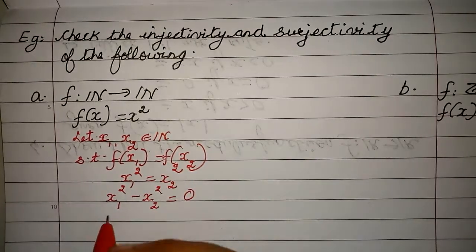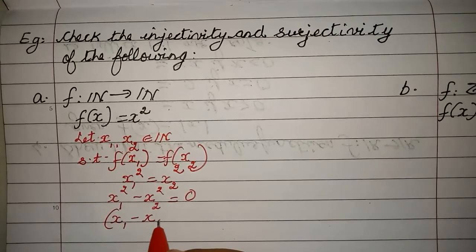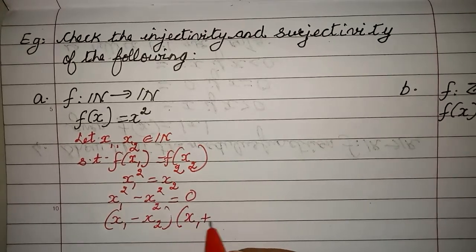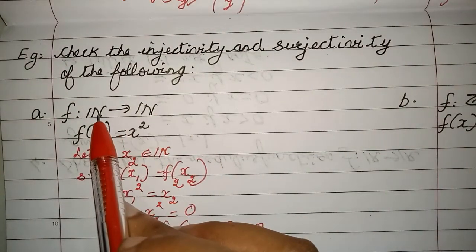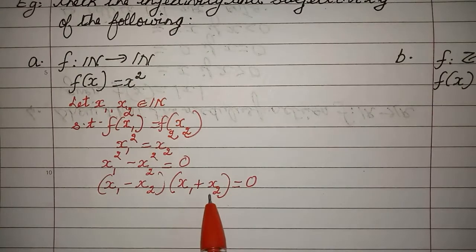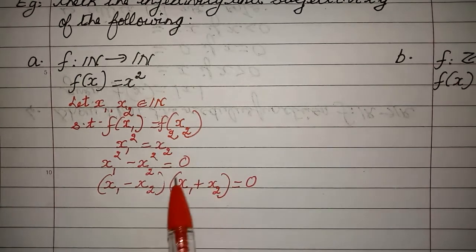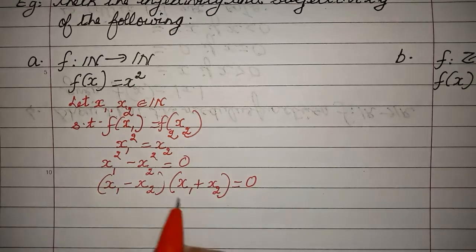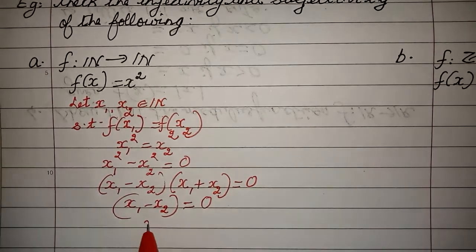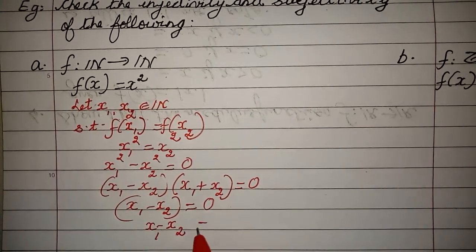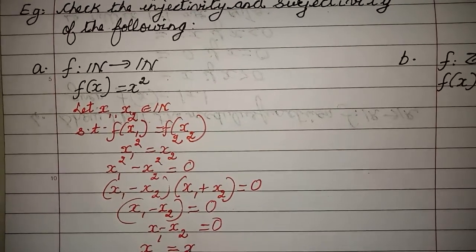I have brought it here. This is of the type a plus b, a minus b. So (x1 minus x2) into (x1 plus x2) will be 0. Now one thing is very important: your x1, x2 is coming from natural numbers. So this bracket x1 plus x2 will not be 0. Because if the product of two terms is 0, that means either both are 0 or one is 0. But here this term explicitly cannot be 0 because x1 is positive and x2 is positive. So that means my first bracket is 0. First bracket is 0 means my x1 minus x2 is 0. So children, I will get x1 is equal to x2.